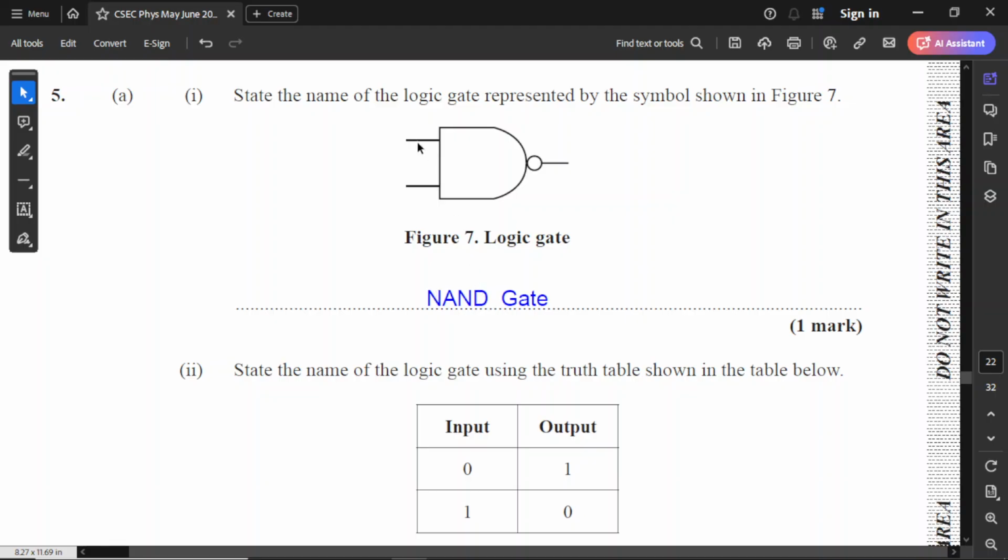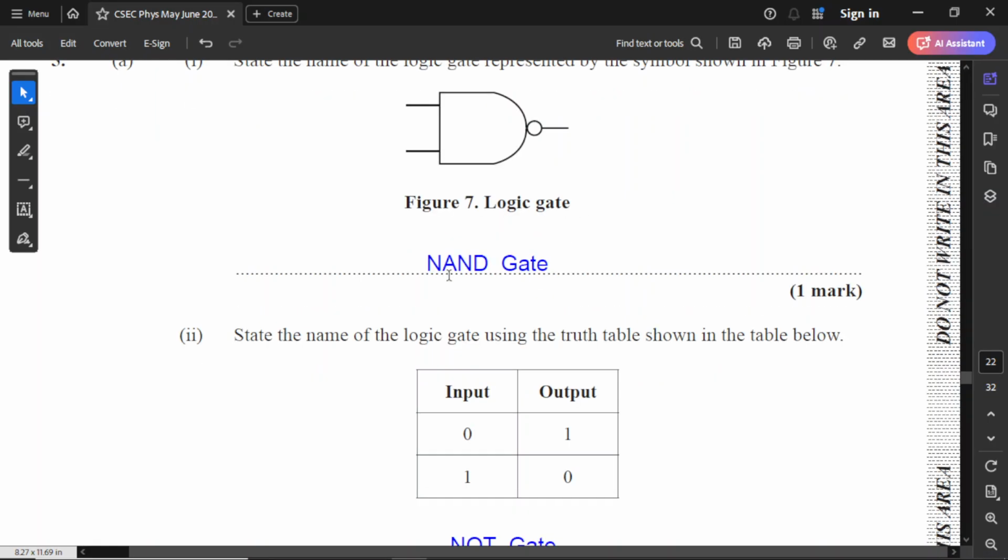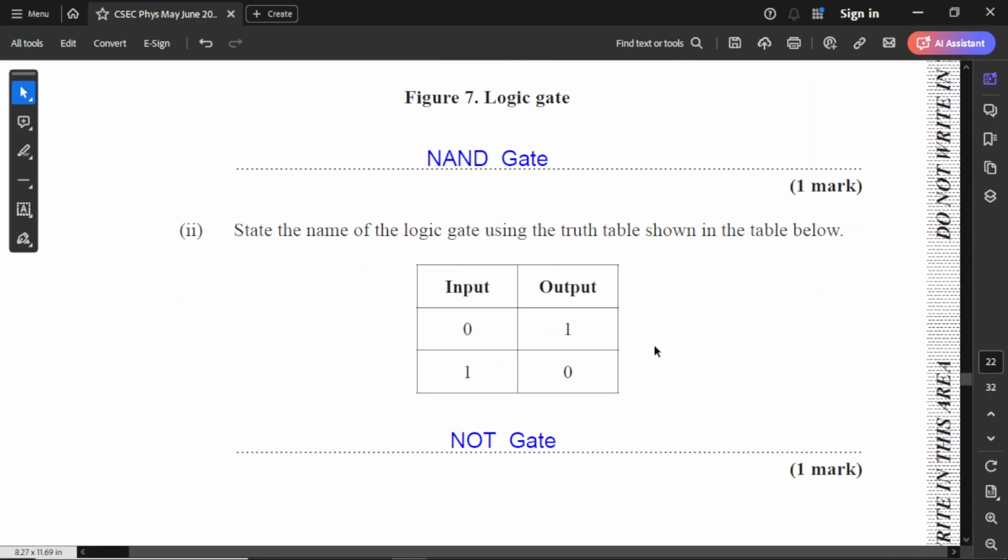So therefore, when both inputs are on, because the word AND means both, it will not. Generally, for an AND gate, both must be on. And so this will be the opposite of AND. State the name of the logic gate using the truth table shown in the table below. And so this one is a NOT gate. How do we know that? Because it is opposite.